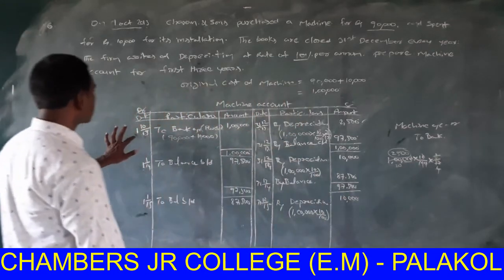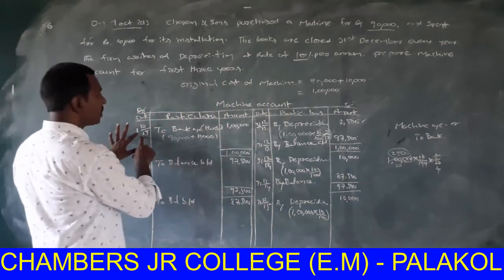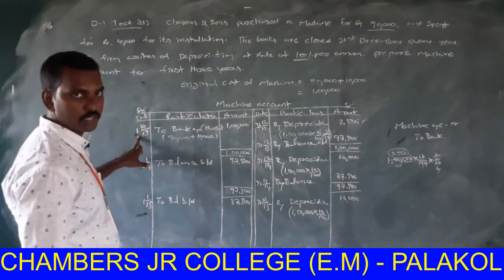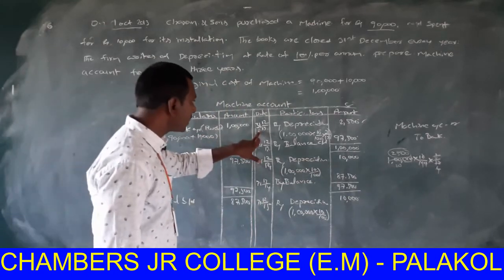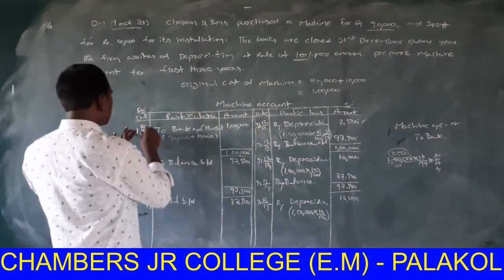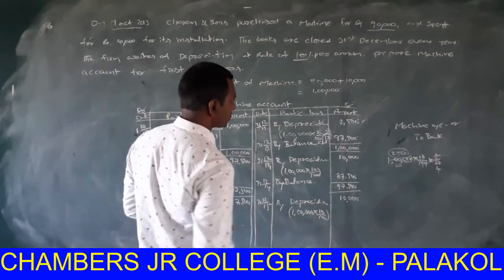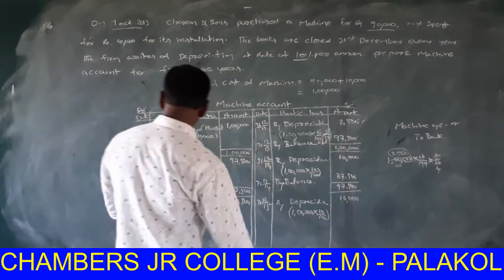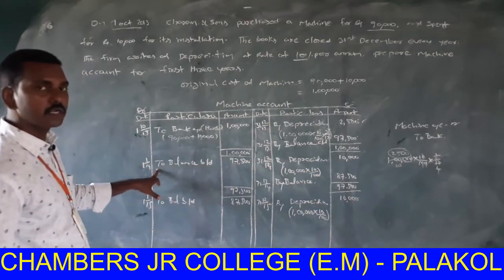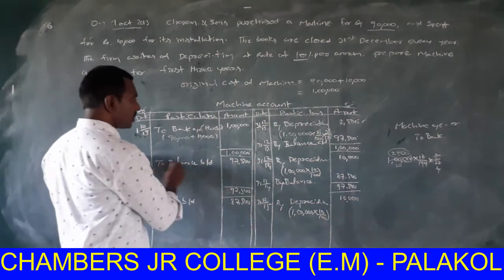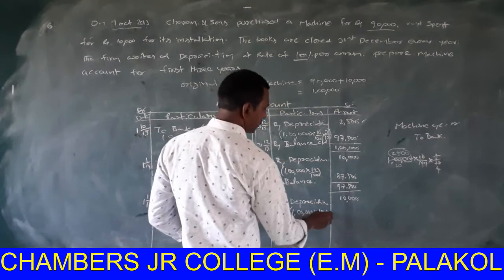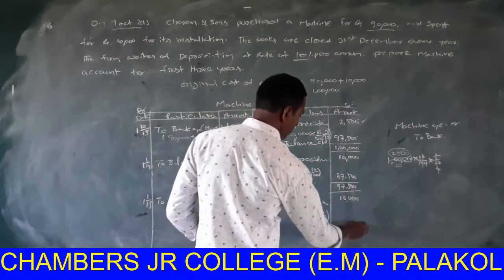In the first year depreciation is calculated for 3 months, 1st October to 31st December, because the machinery was purchased on 1st October. At the end of every year the account is closed on 31st December. So October to December, 3 months. In the second and third year the machinery is utilized for the whole year, 12 months. So the depreciation is 1 lakh into 10 by 100, 10,000.